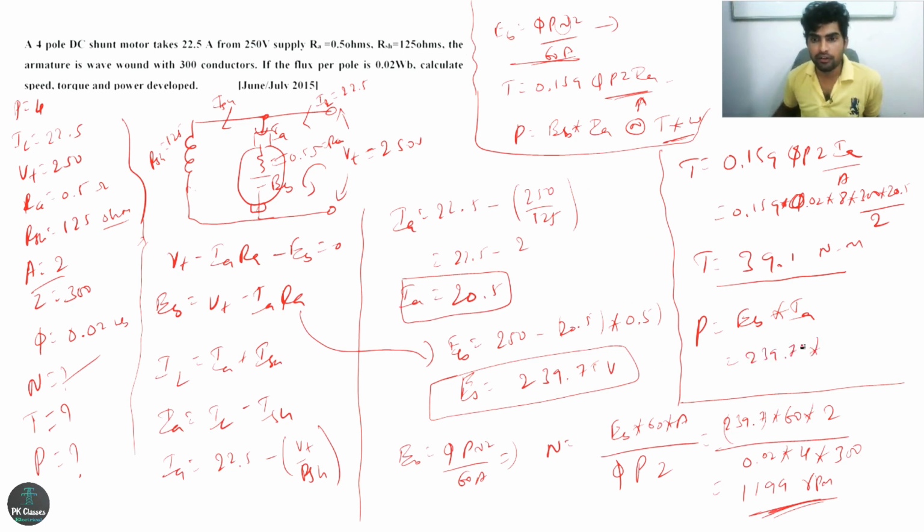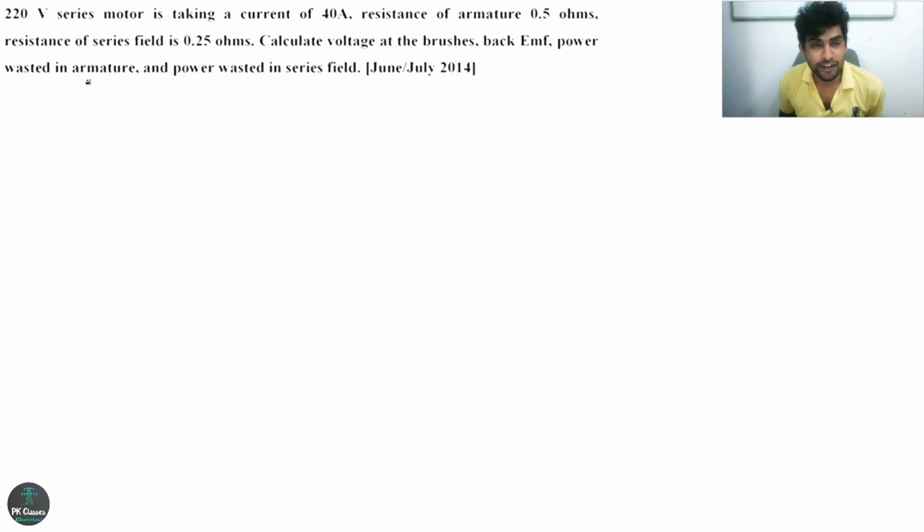239.7 into IA is 20.5. Finally, we'll get power is equal to 4.9 kilowatts. Next problem, a 220 volt series motor is taking a current of 40 amps.